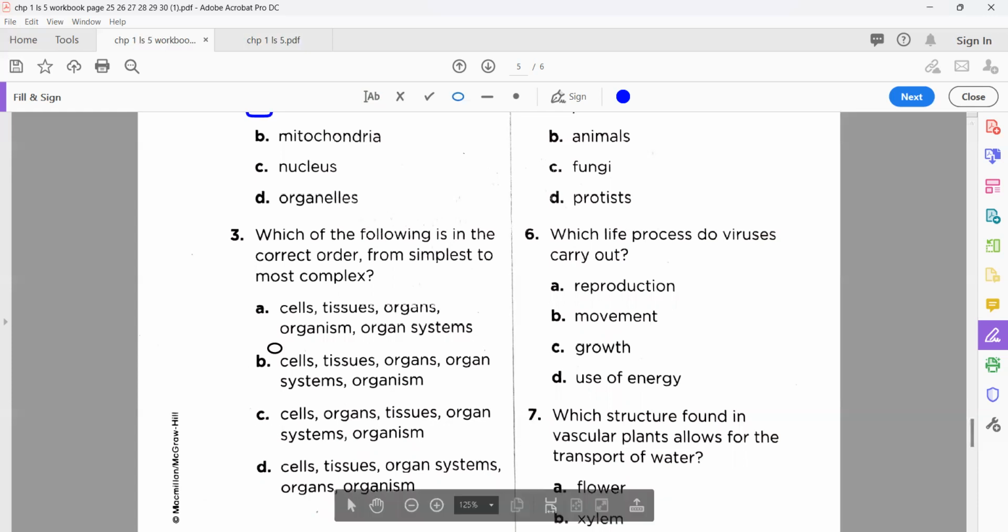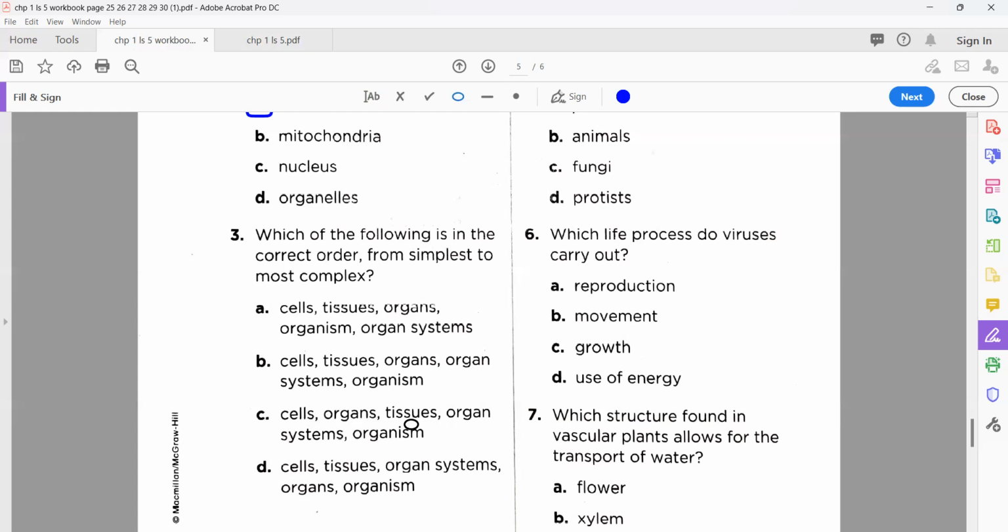So here the order is cells, tissues, organs, organ system, organism. It means cells combine to make tissue, tissue combines to make organ, then organ system, then organism. Cells combine to form tissues, then the organs, then organ systems, and in the end you get the organism.